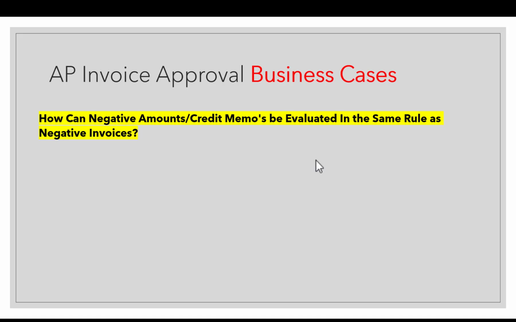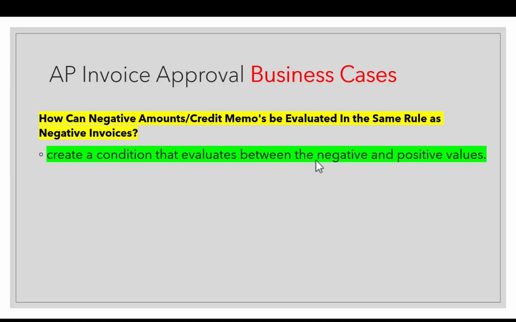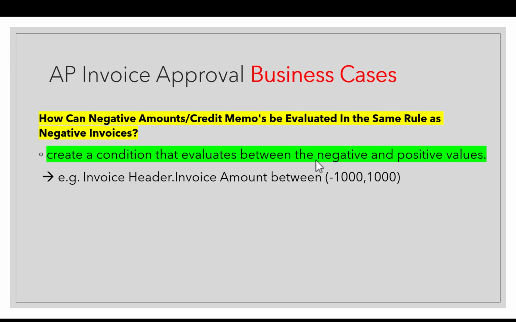For example, how can negative amount credit memos be evaluated in the same rules? In this case, how do you build rules based on a negative amount? Just create a condition that evaluates between negative and positive. You have to select invoice header conditions and put invoice amount between negative 1000 and 1000, meaning between this and this. Or instead, you can put between negative 1000 and 0, which means from 0 until negative 1000.